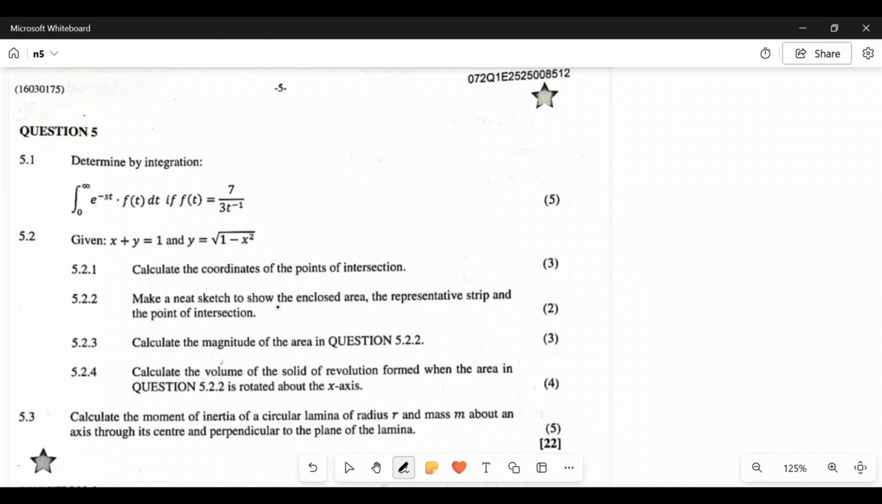Alright, guys, here is our question 5. Now let's look at question 5. It contains 5.1 and 5.2, which has sub-questions from 5.2.1 to 5.2.4. And then the last question of question 5 is 5.3. So we'll start with question 5.1. Let's create a space here and let's solve 5.1.